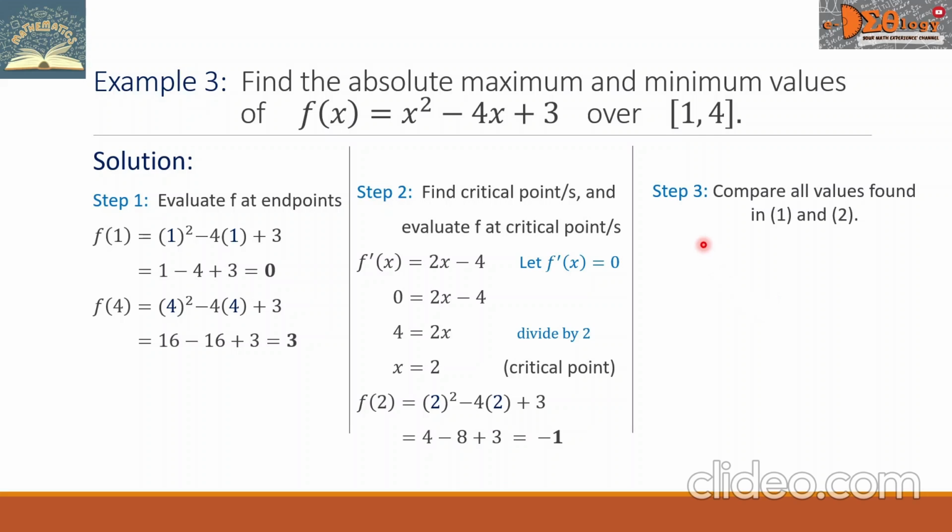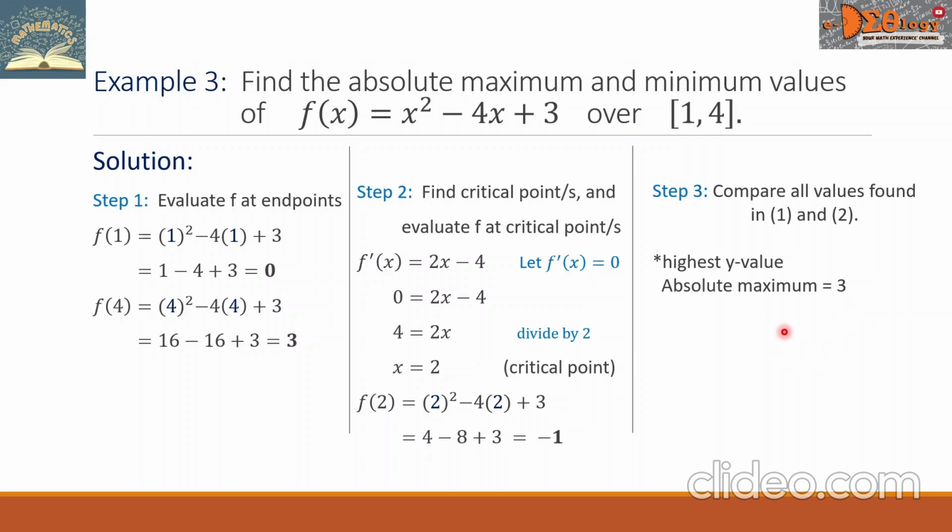Step 3, let's compare all values found in steps 1 and 2. In the exam, we can do it like this. When we say values here, we are referring to the numbers 0, 3, and negative 1. So, let us find the highest y value. We compare the three numbers. Obviously, the number 3 is the highest. So, we write absolute maximum equals 3.